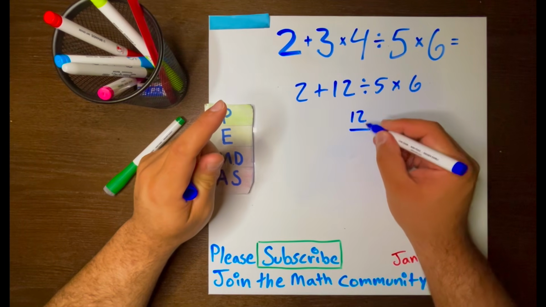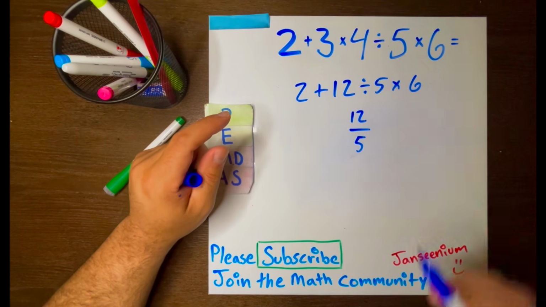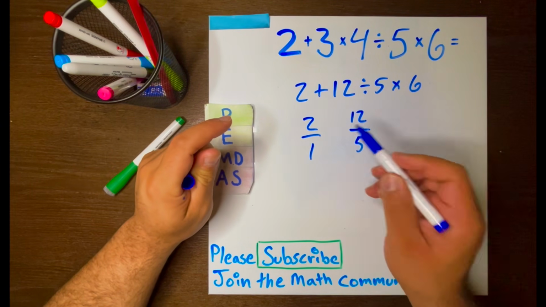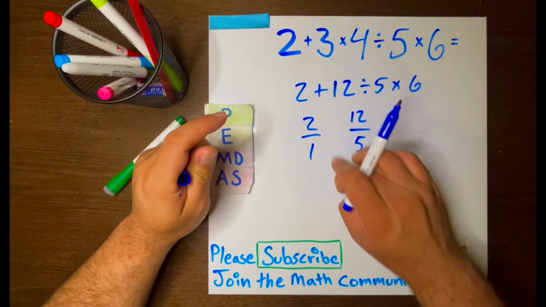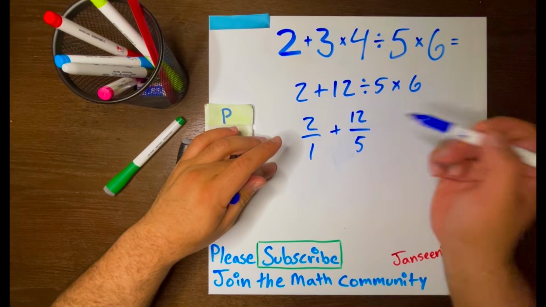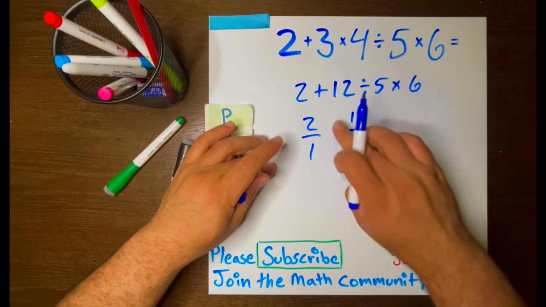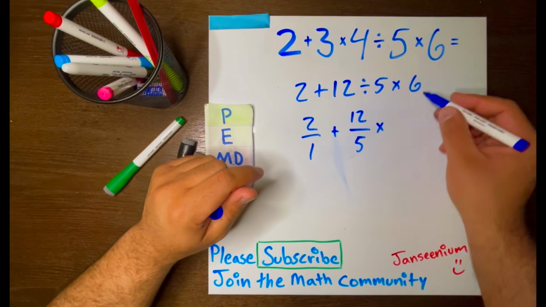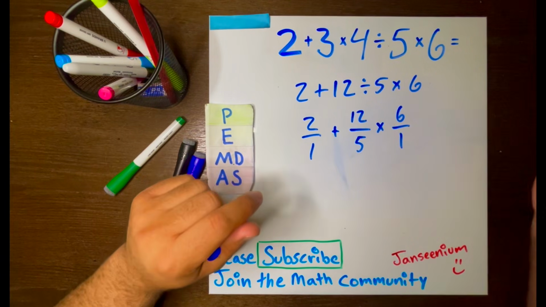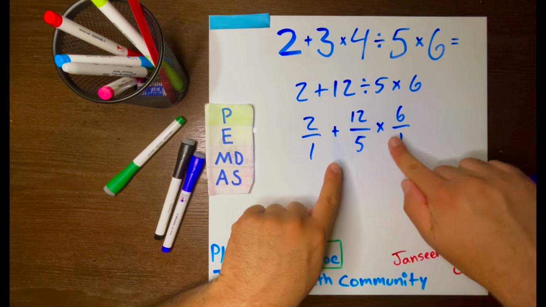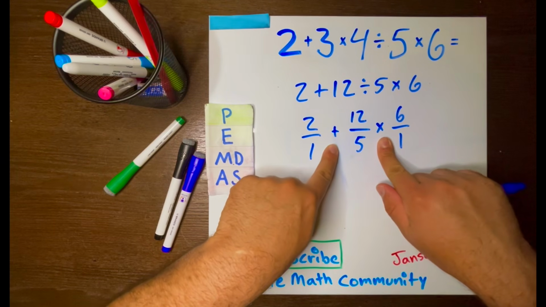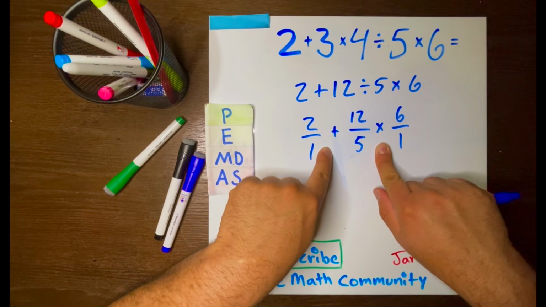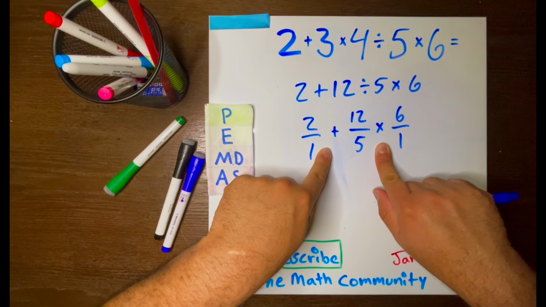I don't know, so I write it in a fraction form. Next, I drop the 2, but in a fraction form, plus, and do the same for the 6 in a fraction form. That's an addition sign. So plus 12 over 5 times 6 over 1. Now you tell me, do I start with addition or multiplication? If you say addition, you are going to get the wrong answer.